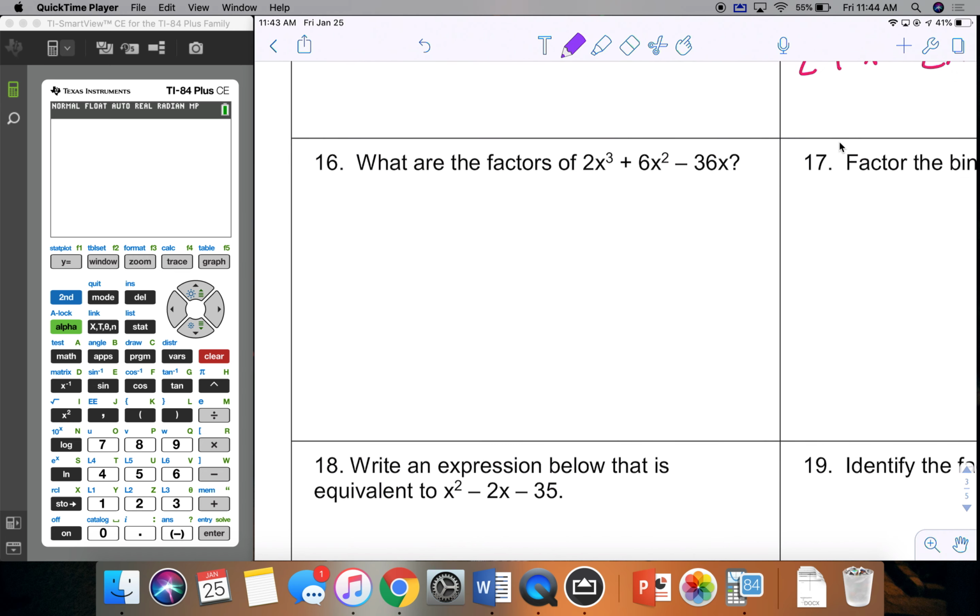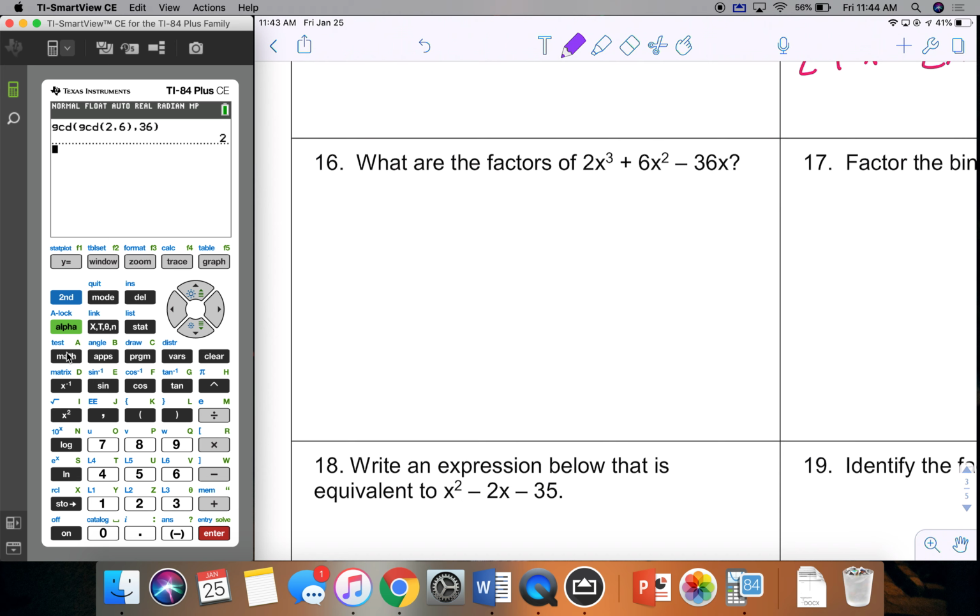Problem 16, factors of this. Well, first I notice that I have 2, 6, and 36. Those look like they might have a GCF. So I'm going to go math, number 9, GCF, and check between 2 and 6, close parentheses, comma, and 36.